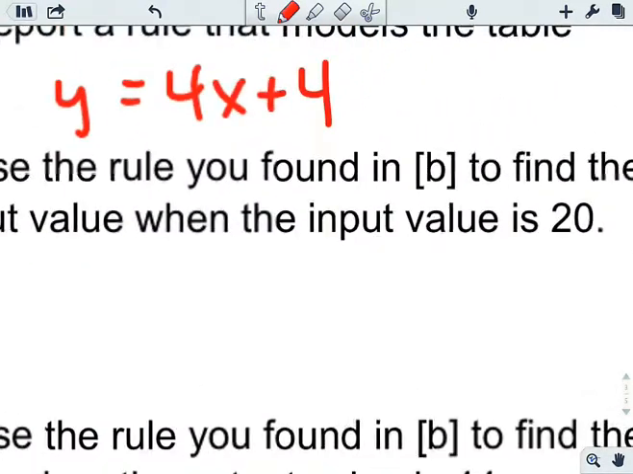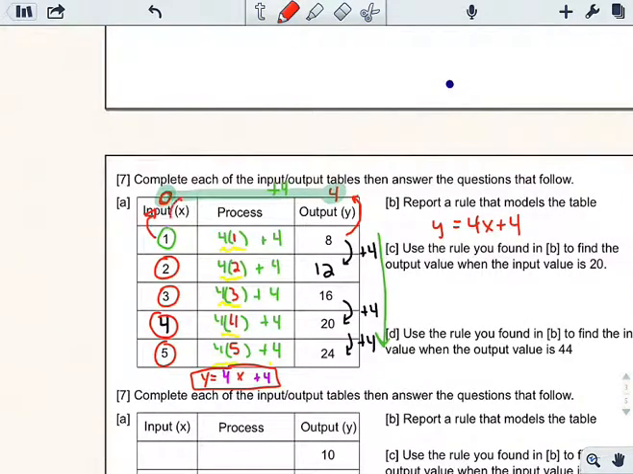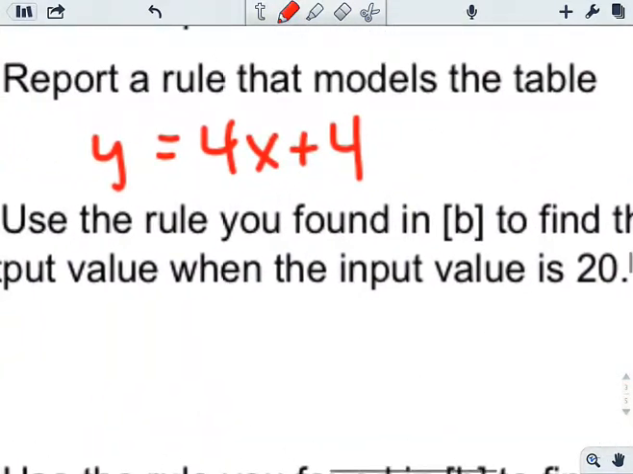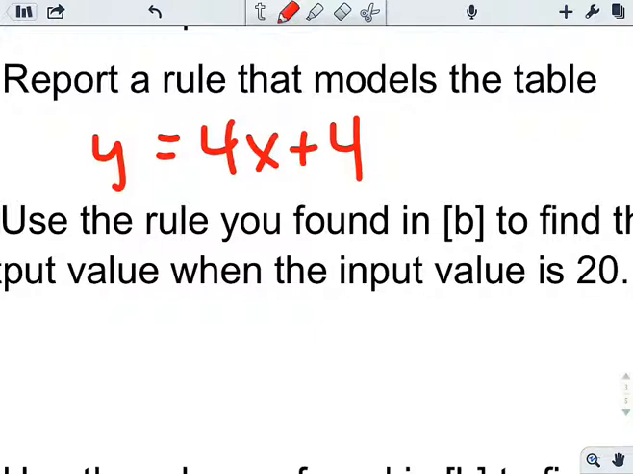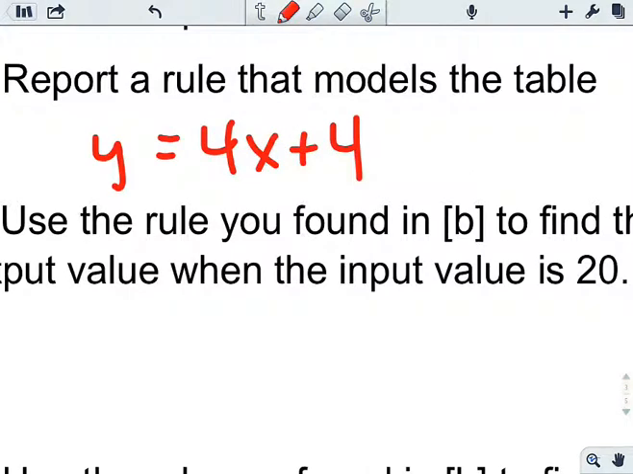Now here's where things get interesting. You have to use a rule to find the output when the input value is 20. Well, if you review your table, the input value is x. So what they're really saying is, can you find the y when x is 20? So we can do that using the rule. In fact, it's going to be pretty straightforward. It just becomes a substitution. And here's what I mean.